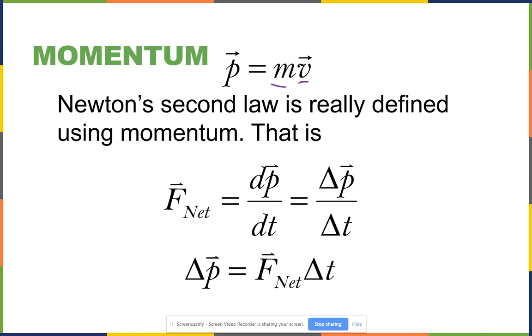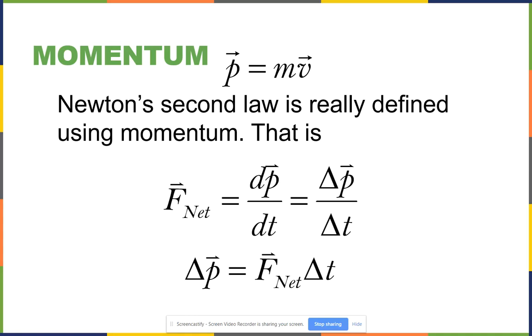Momentum is mass times velocity. Notice velocity is a vector, so momentum is a vector. The Raiders have momentum. It's just in a negative direction. So why is momentum important? It's important for how we use it. We've talked about conserved properties. I said energy is conserved. You cannot create or destroy energy. You can only transform it from one type of energy to another.